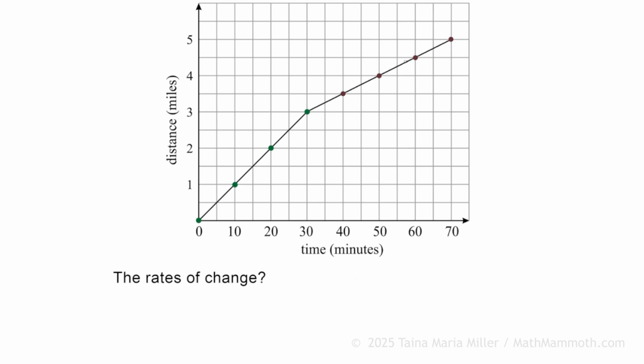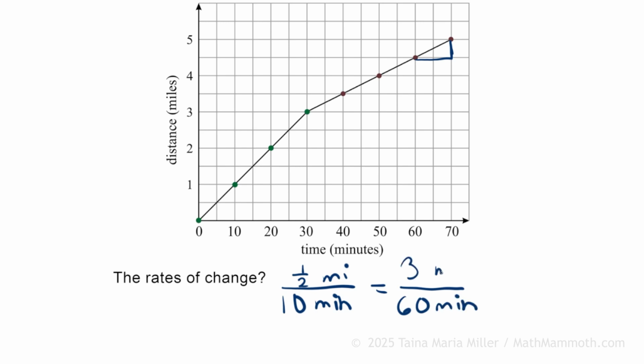And then the other portion, let's look at that. Over here, what is her speed, or what is the rate of change of this function? Here, she's at 5 miles at 70 minutes, and at 60 minutes, she's at 4.5 miles. So over here, this distance was half a mile, and this time period was 10 minutes. So half a mile per 10 minutes. And if we convert this into miles per hour, 10 minutes needs to change to 60 minutes 6 times. So 6 times half is 3. So 3 miles per hour. Exactly half the speed as before.